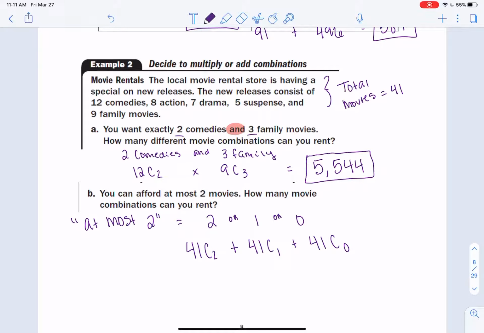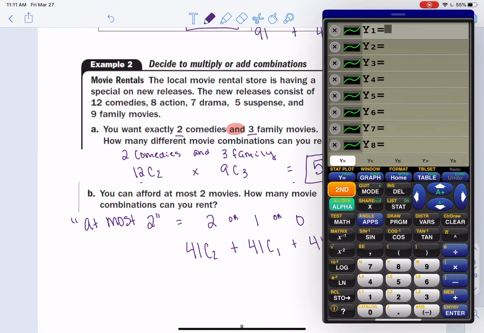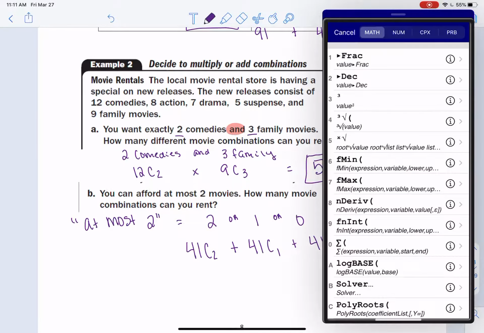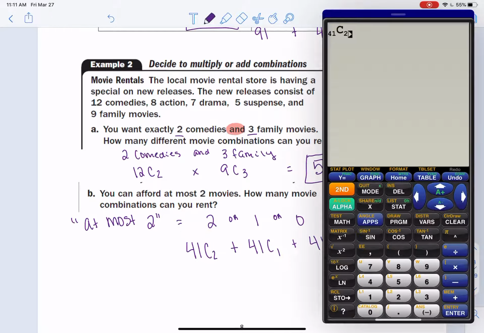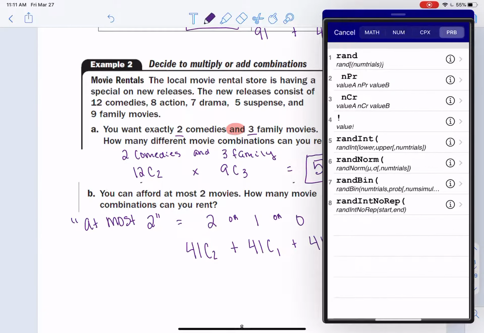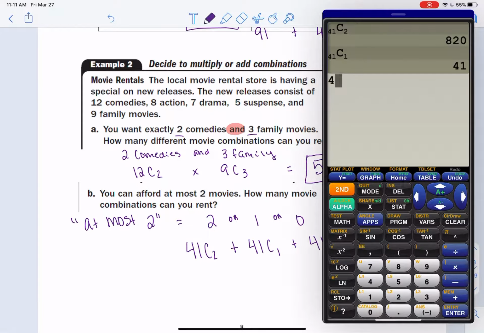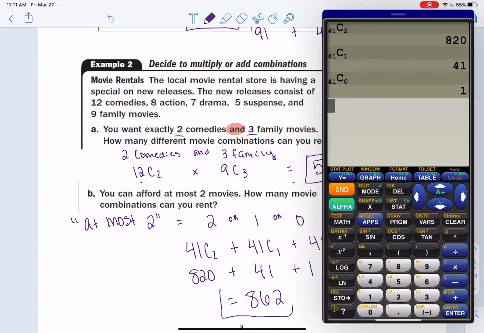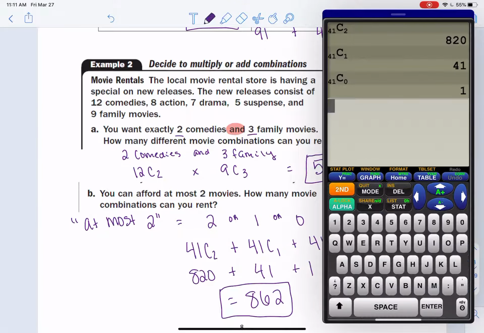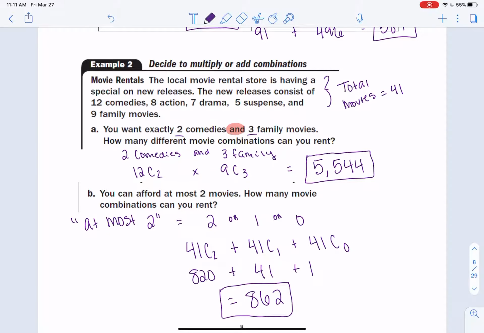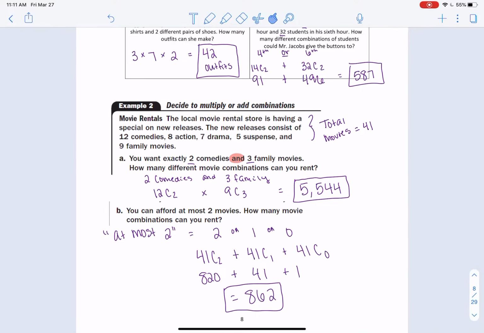Okay, so figuring out what all of that is in our calculator, well, 41 choosing 2, 41 choosing 1, and 41 choosing 0. So that would be 820 plus 41 plus 1, which gives us 862. Okay, so now let's look at the next page. We're almost done here, you guys.